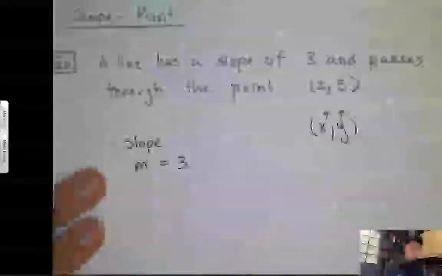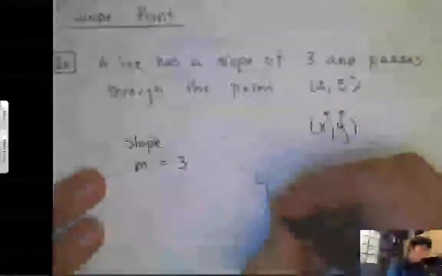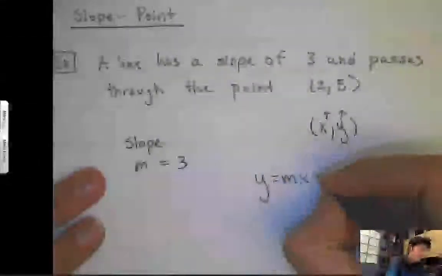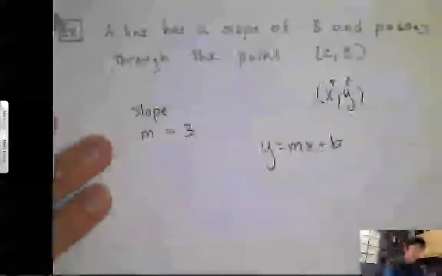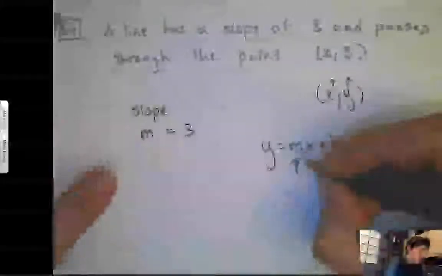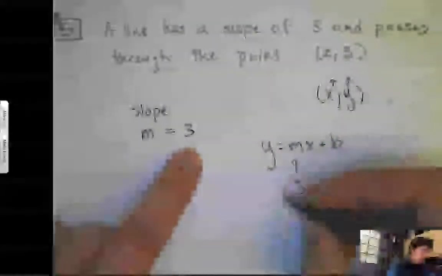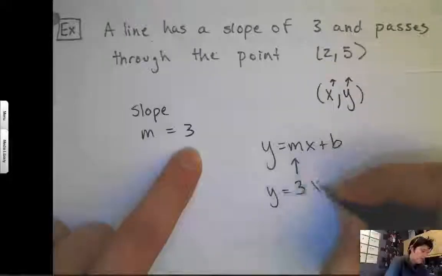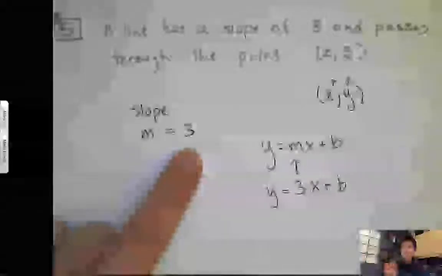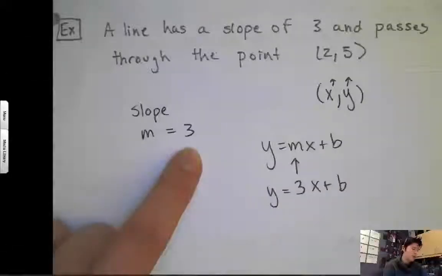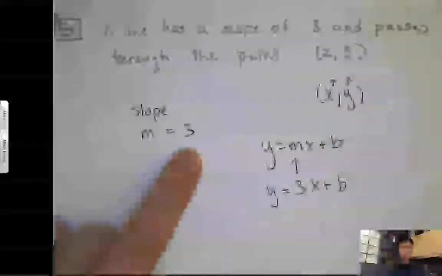Okay, well think about the equation of a line, y equals mx plus b. Already I know what the m is, so I'm going to start by substituting in 3, my m, and writing y equals 3x plus b. I don't know b yet. That's what I still got to figure out. They didn't tell me the y-intercept. They're going to make me work for it a little bit more.